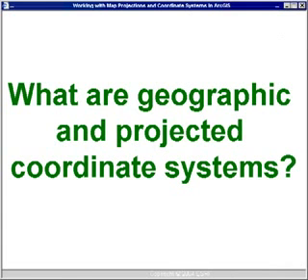The first topic is what are geographic and projected coordinate systems. I know a lot of you will already know this information. This is just to make sure everyone is starting out at the same level. Don't worry if it's a lot of information and it might be a little confusing. Just try and remember what you can and go with the presentation.